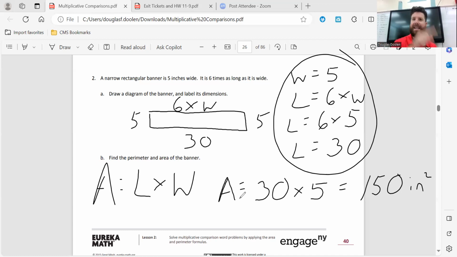So the perimeter is 70 inches all the way around. If you were to use a ruler or a tape measure, you could measure around it 70 inches. And then inside, square inches would be 150. Okay? Make sure that's written down. I'm deleting. 5, 4, 3, 2, 1. All right. Next problem. Let's go.